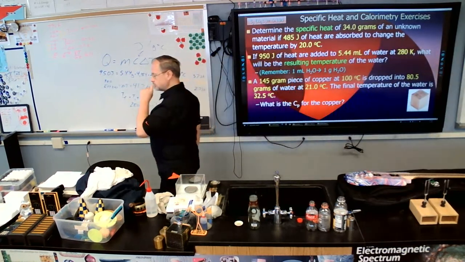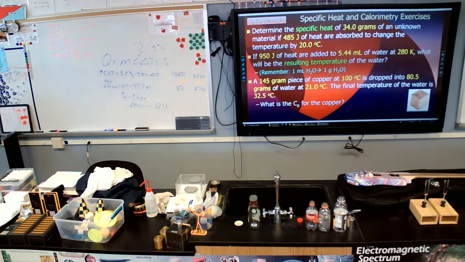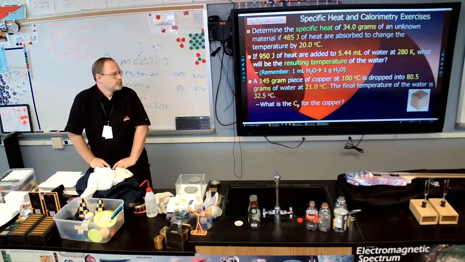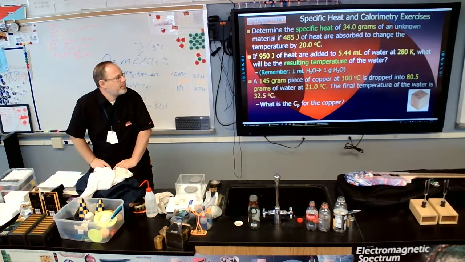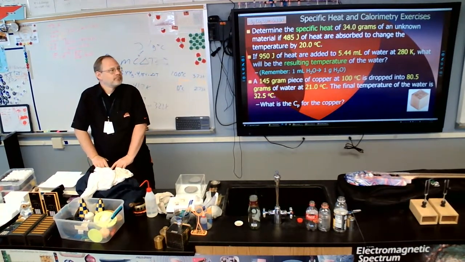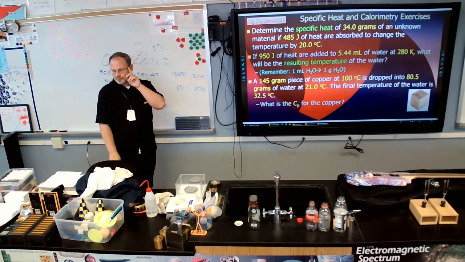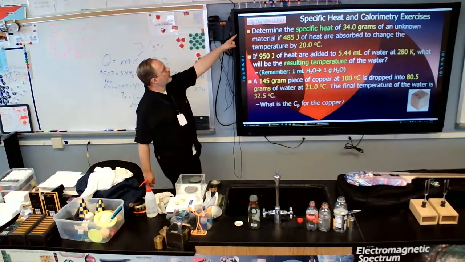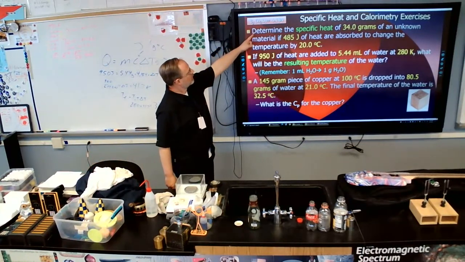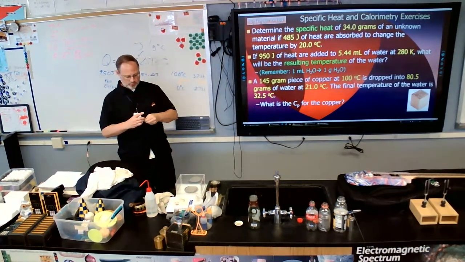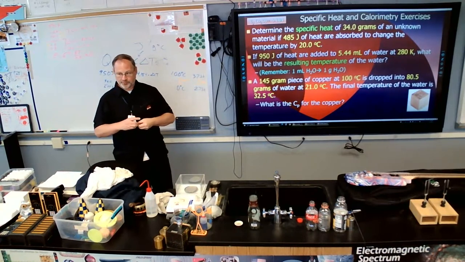What I'm doing is multiplying the grams and the Celsius. That's a constant. You are solving for the C of the metal. Remember, the C of the water is 4.184. So do I multiply the 100 degrees Celsius over 32.5?